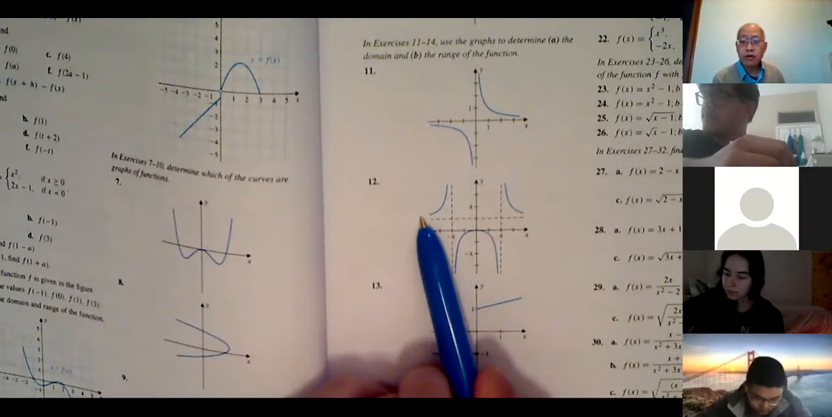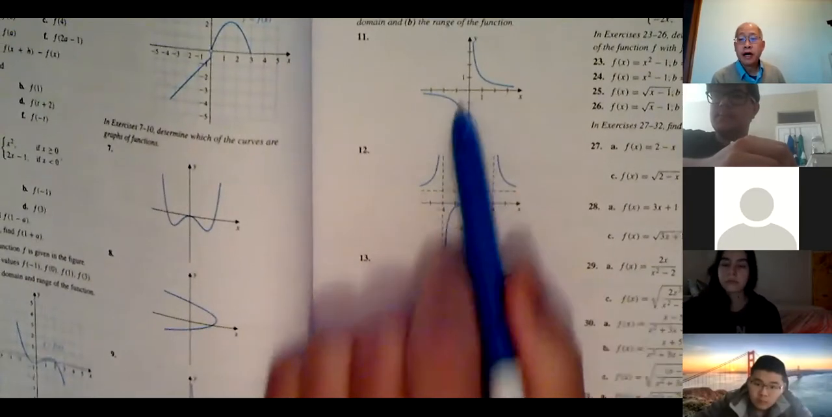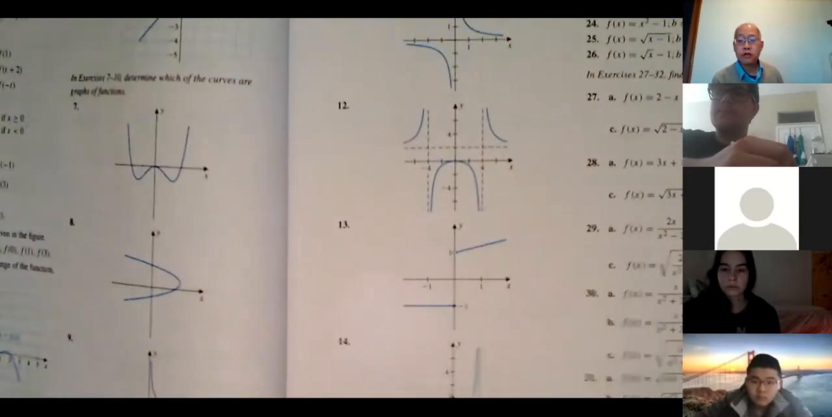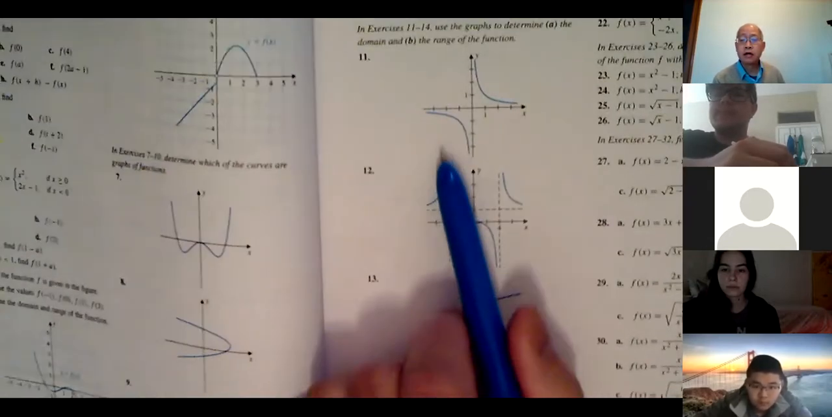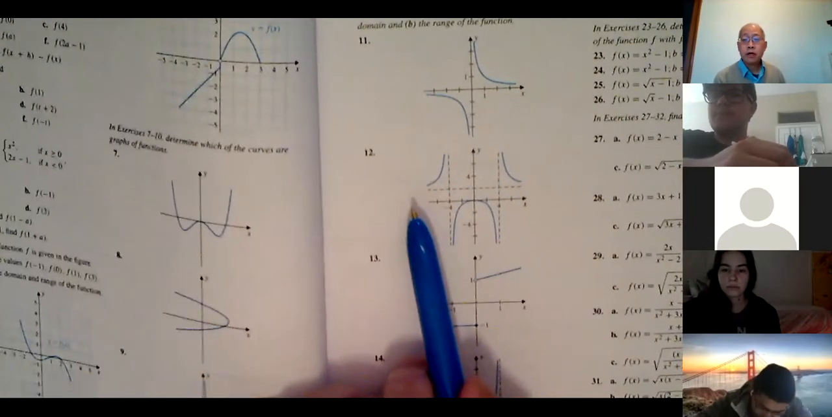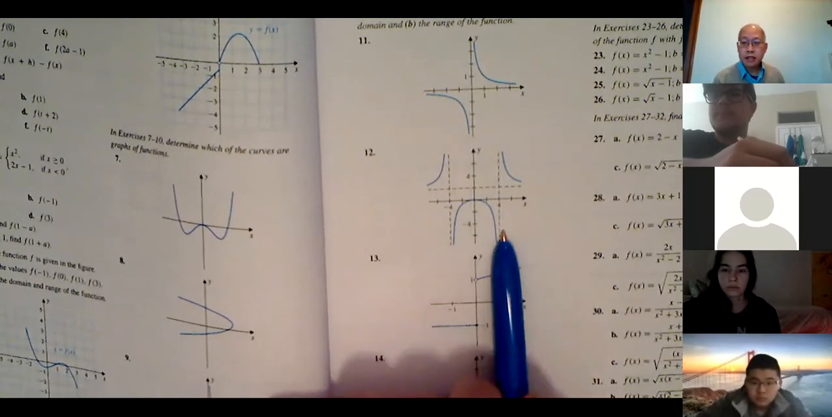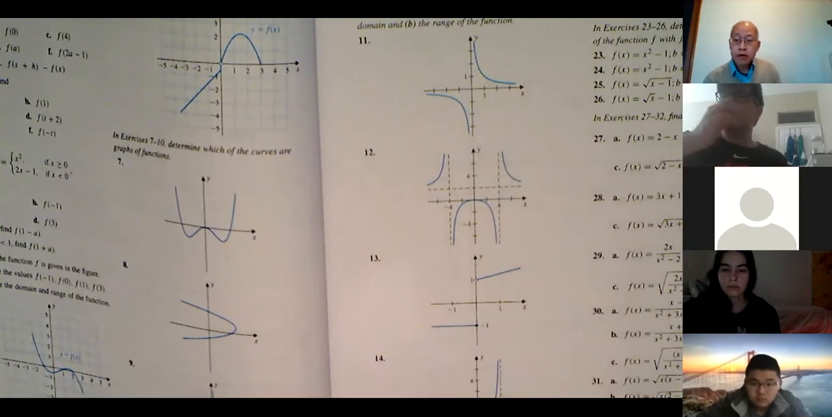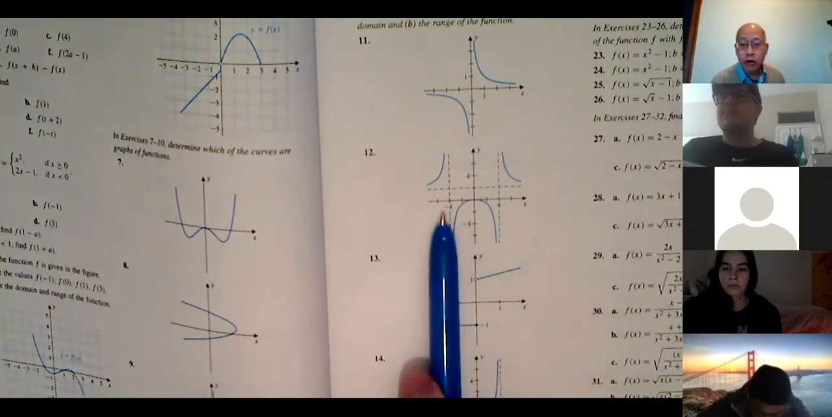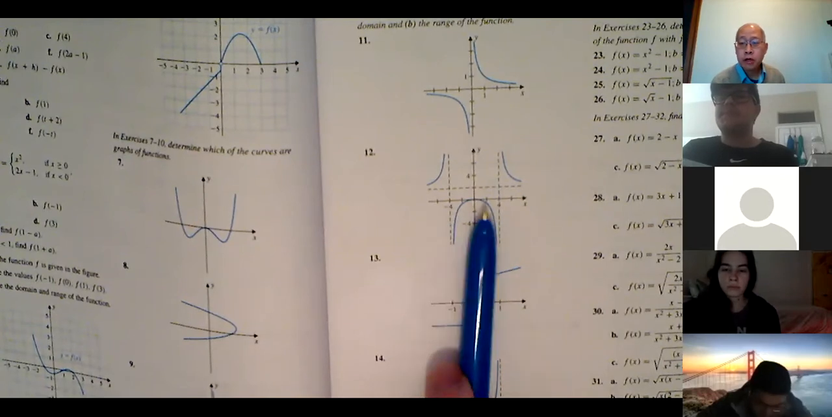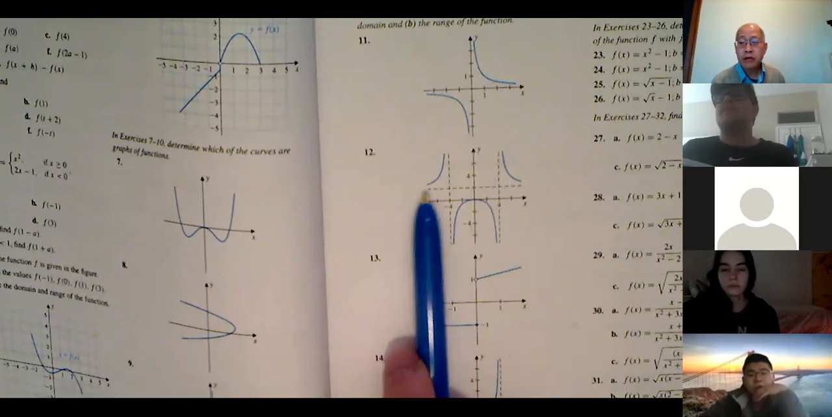So the graph of 12, and by the way, they're already telling you these are functions, right? So do you agree? 11, 12, 13, and 14, they are functions. They all pass the vertical line test, right? But that's an aside. Okay, so 12 goes like this, then it goes like this, and then it goes like this. So it looks like we do not have -4 in the domain. We do not have 4 in the domain either, but it looks like we have everything else.